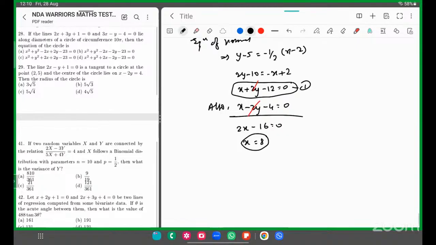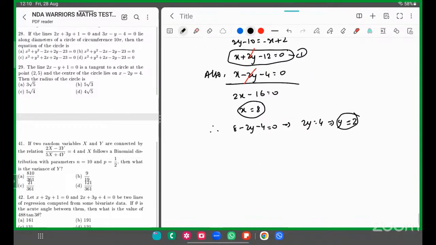Putting this value in the above equation, therefore I am getting 8 minus 2y minus 4 equal to 0. So it is 2y equal to 4. This implies y equal to 2. Therefore, x comma y is 8 comma 2. This is the center of the circle. They are asking us about the radius.